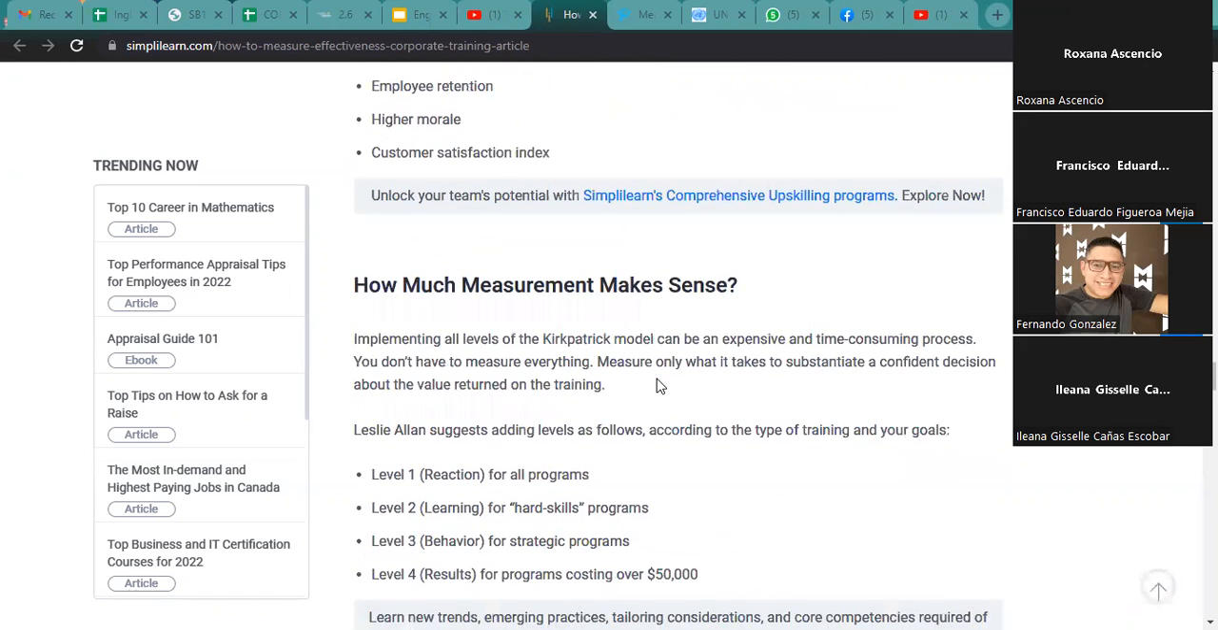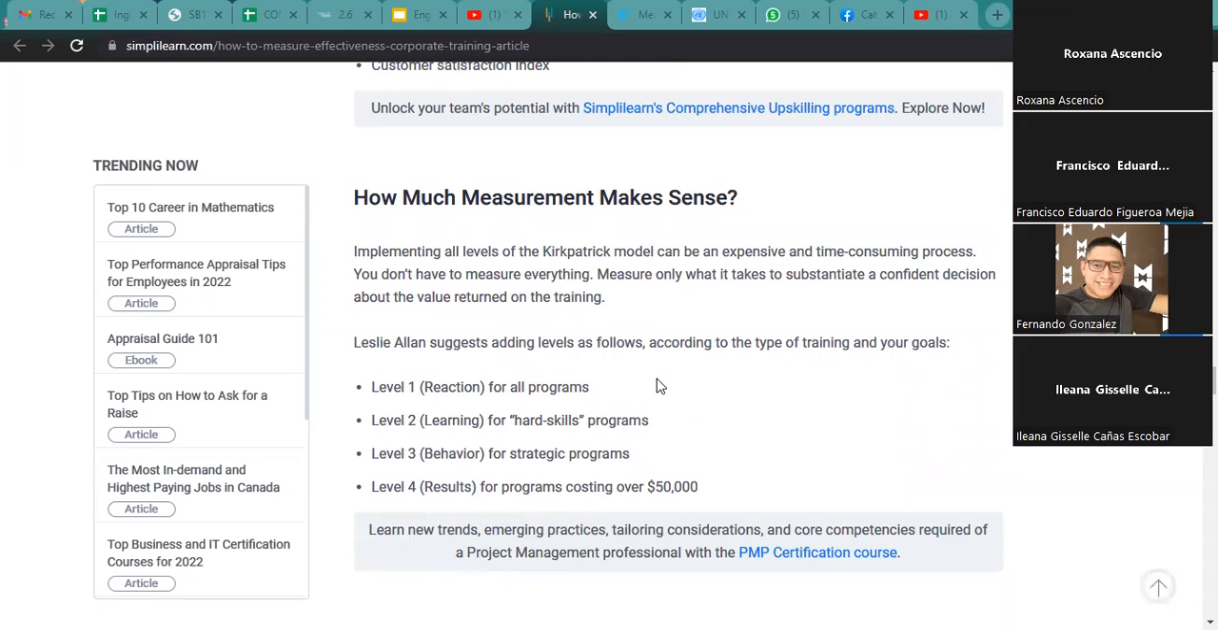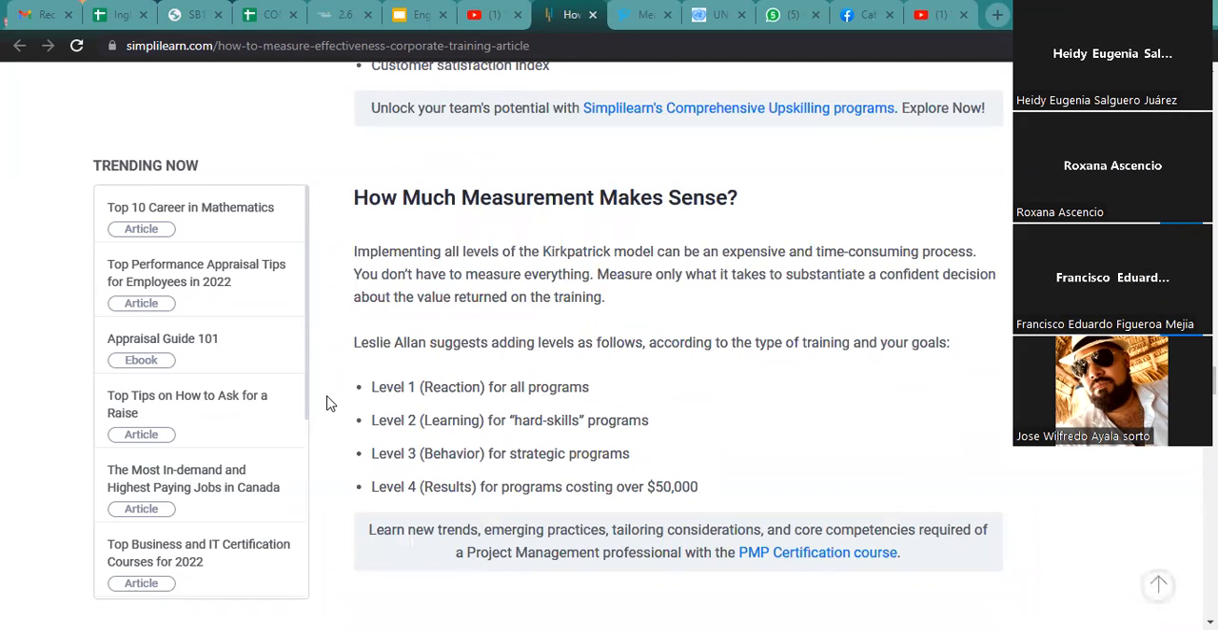And I don't see any other. Okay. So how much measurement makes sense? That is a very good question, right? Let's see, Jose Wilfredo. Okay. How much measurement makes sense? Implementing all levels of the Kirkpatrick model can be an expensive and time-consuming process. You don't have to measure everything. Measure only what it takes to sustain a confident decision about the value return of the training.